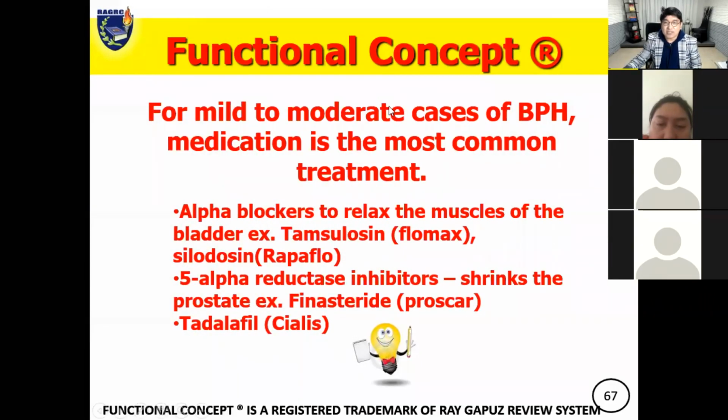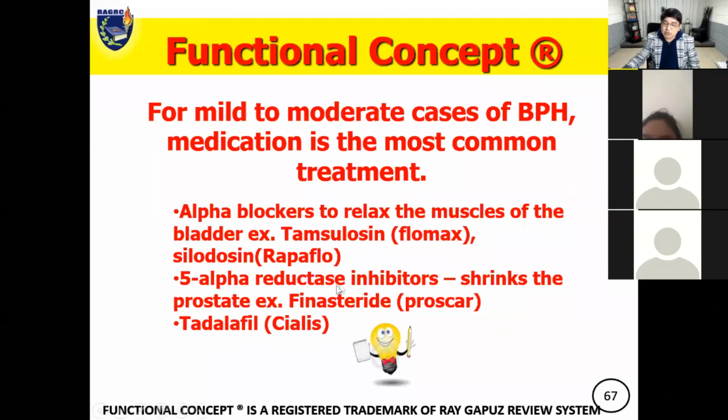So for mild to moderate cases of BPH, medication is the most common treatment, okay? Alpha blockers to relax the muscles of the bladder are given, like tamsulosin or Flomax, or silodosin or Rapaflo. And then you have your 5-alpha reductase inhibitors that shrink the prostate, like finasteride. Now, it used to be that an herbal remedy, saw palmetto, was identified as having a finasteride-like effect of shrinking the prostate. However, recent evidence suggests that there's no direct link between palmetto and the shrinking of the prostate. So it's no longer being advocated.